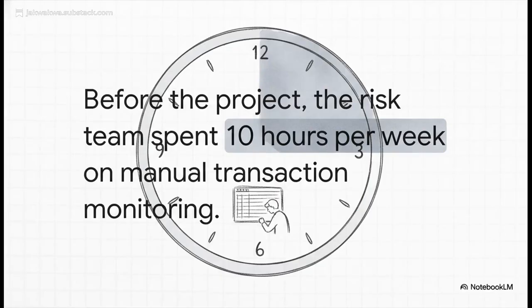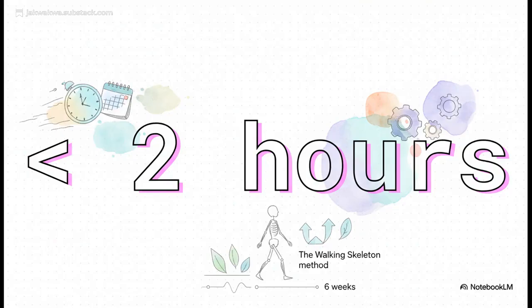So the skeleton wasn't just connected, it was actually smart. Now for the business side of things. Remember that team stuck in their spreadsheets? Well, before this project, they were spending about 10 hours every single week just manually sifting through data. And after, that time dropped to less than 2 hours a week. That is a massive over 80% reduction in grunt work. It freed up the team to actually analyze the risks instead of just looking for them. This is real, tangible value, and they delivered it in just 6 weeks.